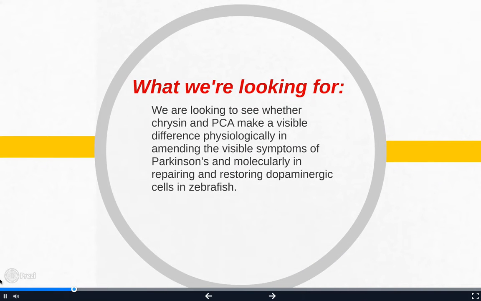Chrysin and PCA are neuroprotective agents that have been proven in several studies to repair dopaminergic neurons and improve symptoms characteristic to Parkinson's. Essentially, we are going to simulate Parkinson's in zebrafish using MPTP and observe the effects of chrysin and PCA.